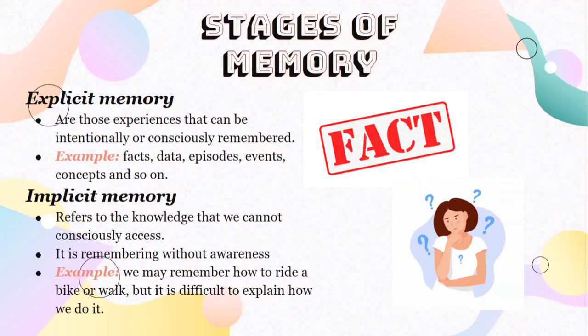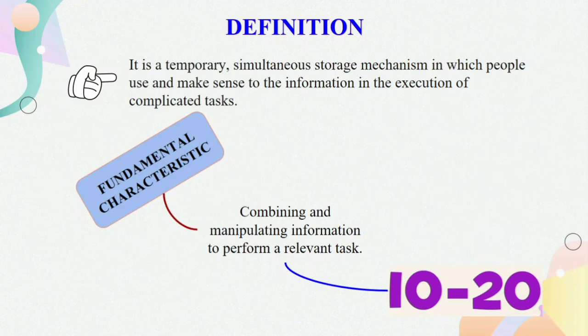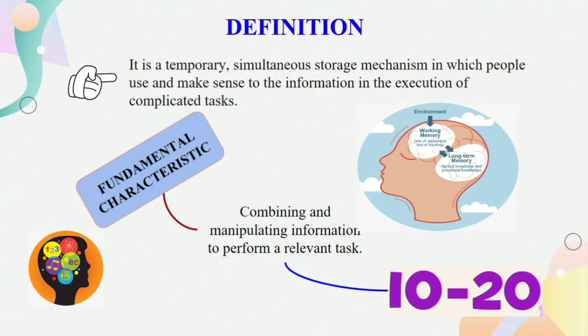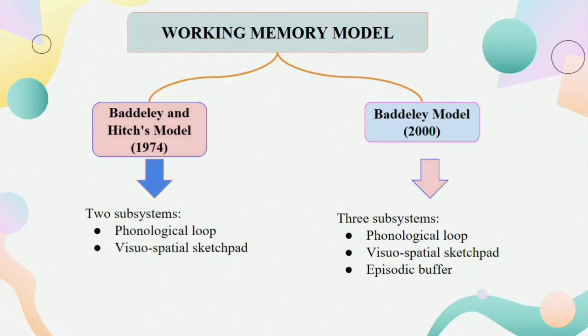Working memory is a temporary, simultaneous storage mechanism in which people use and make sense of the information in the development of complicated tasks. There is a fundamental characteristic that is combining and manipulating information to perform relevant tasks. In that case, working memory has a time limit of 10 to 20 seconds and a capacity of 7 to 9 units of information.